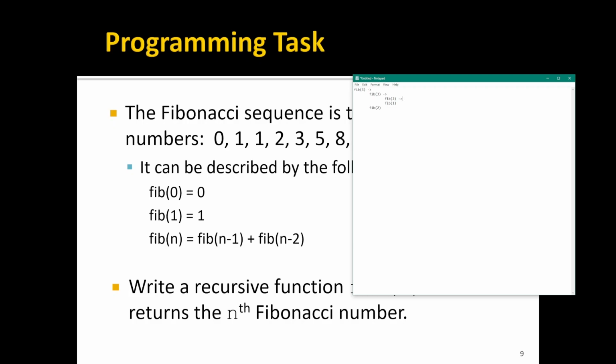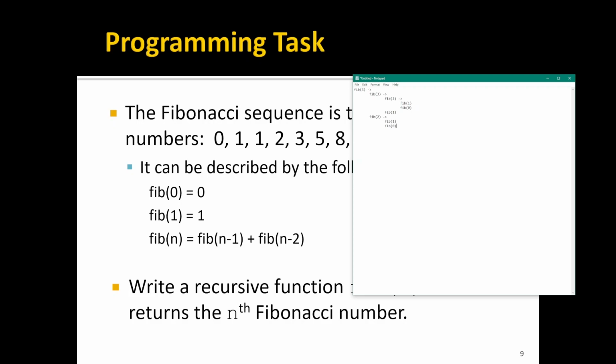And in order to know the fib of 2, I have to know the fib of 1 and the fib of 0. And similarly over here, in order to know this fib of 2, I also have to know the fib of 1 and the fib of 0. So there's a bit of repetition in this tree. Okay, so each one of these values is a function call.